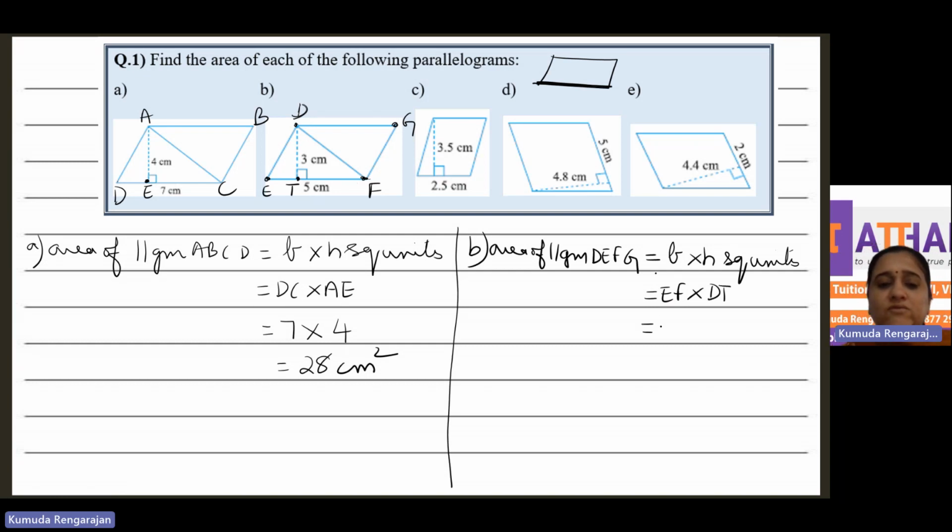Now, how much is EF? What's the length of EF? 5 centimeters, into DT, 3 centimeters. So what's the product? 15 centimeters square is the area of your parallelogram DEFG.